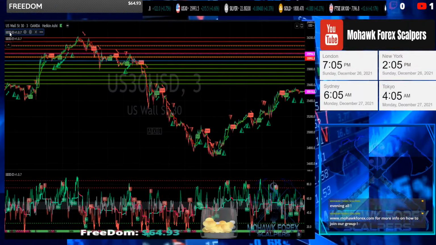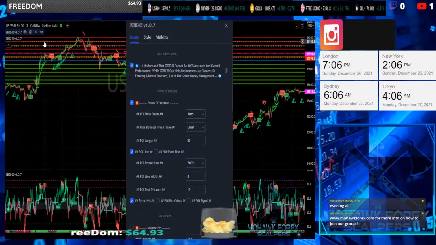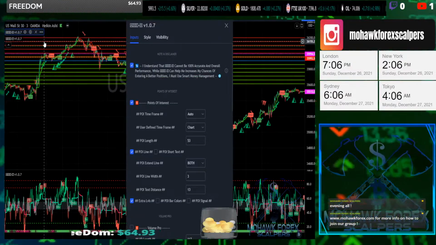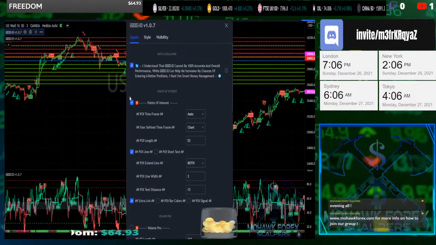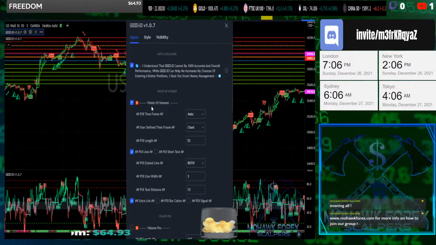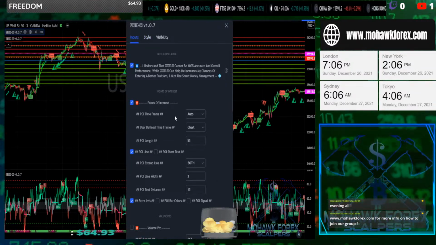So yeah, the axe X part, which gets updated regularly. So it's at version 1.07 at the moment. There are always tweaks to do with TradingView and little things we come up with to make it better.